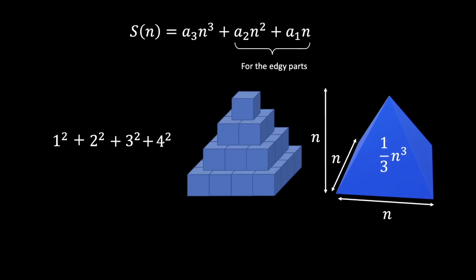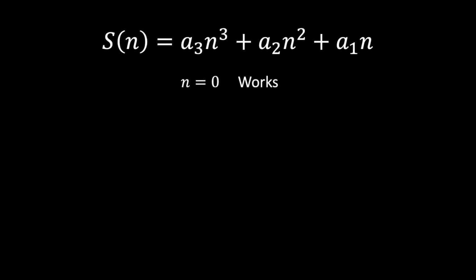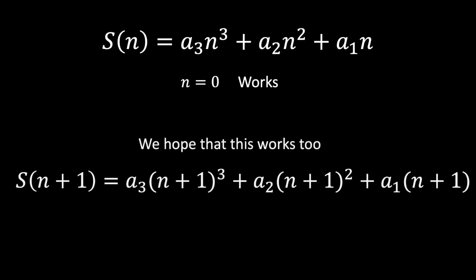An exercise for those of you who like to improve: show that you will always get a polynomial with a degree one higher than the polynomial you are summing over. Okay, now we have a suspicious candidate, which we know works for some values, and we hope it will keep working for the following n plus 1 terms.